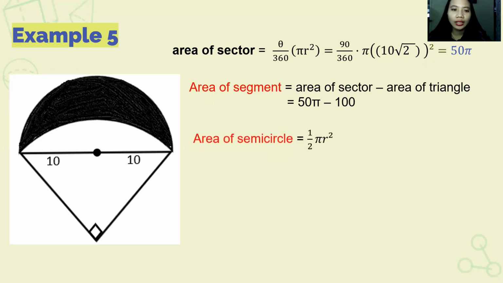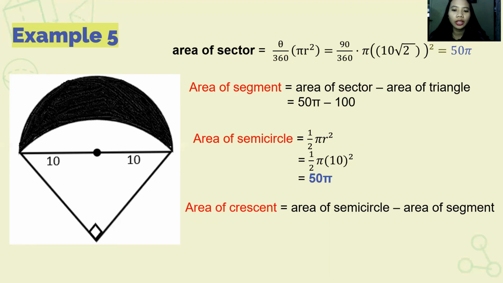Now let us solve the area of our semicircle, which is this one. To find the area of our semicircle, 1/2 times pi r squared. Let us use this radius, which is 10, since we are finding the area of our semicircle. So 1/2 times pi times 10 squared. So it is 50 pi.